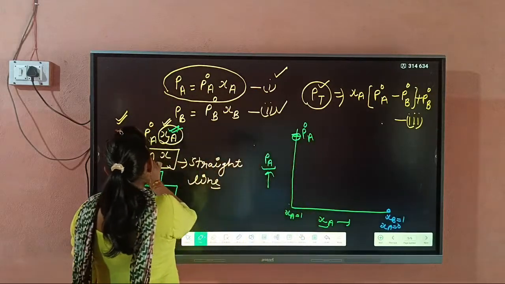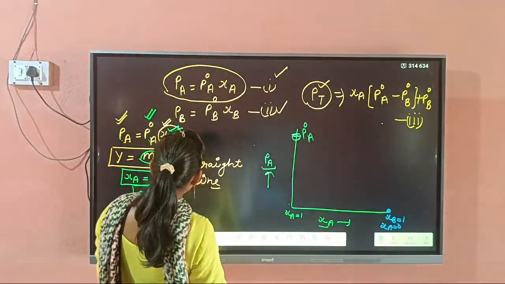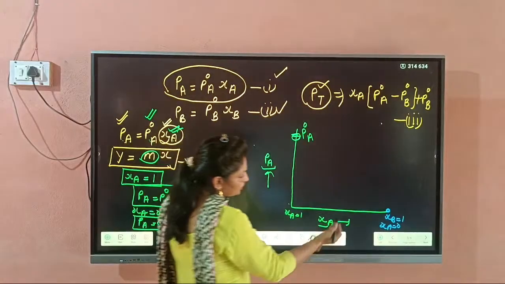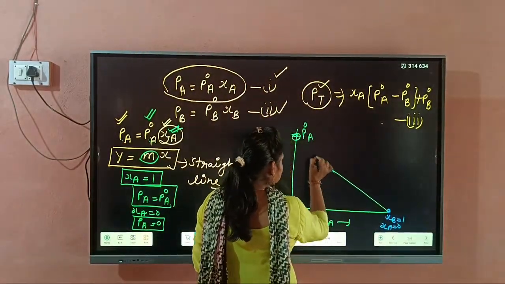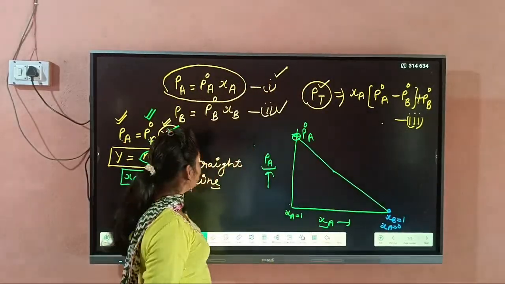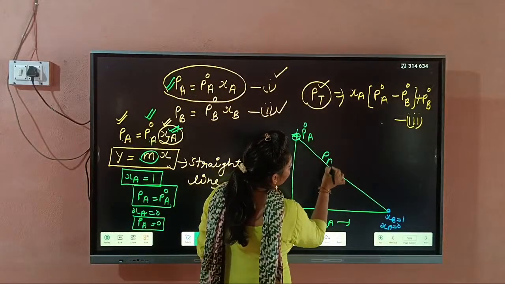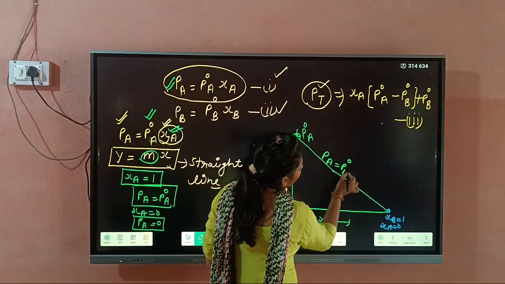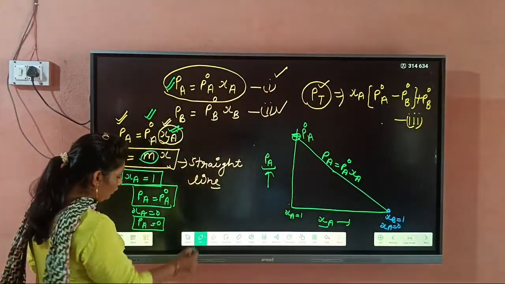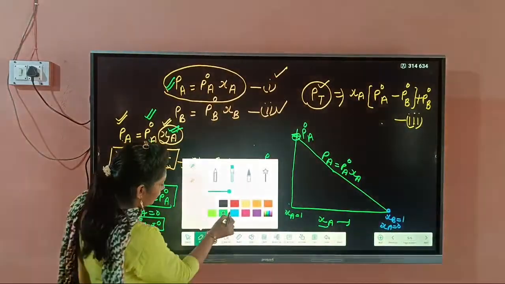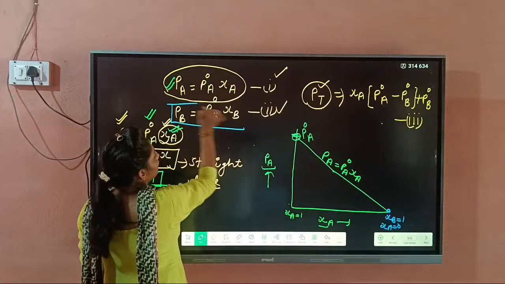So students, here slope is positive. What is the slope? P naught A. And this is the equation of the straight line. So this will be the graph for PA. Here PA is equal to P naught A XA. In same way, we can draw the graph for PB for equation 2.